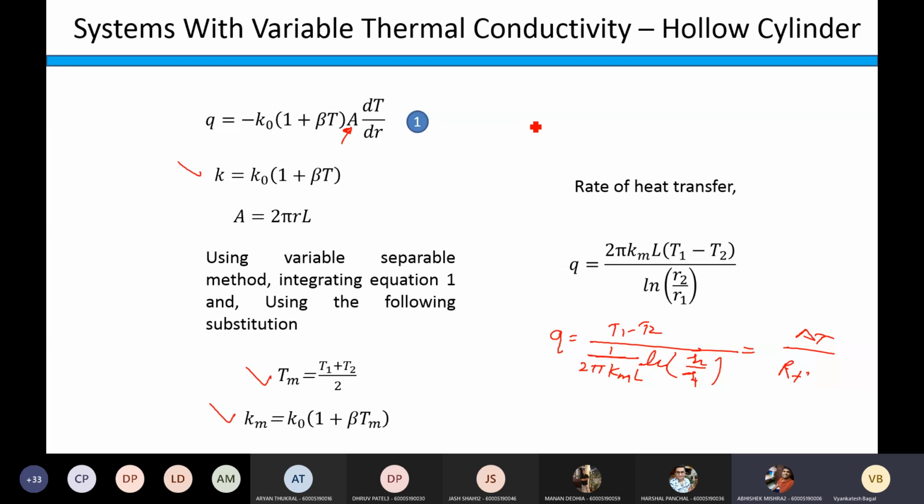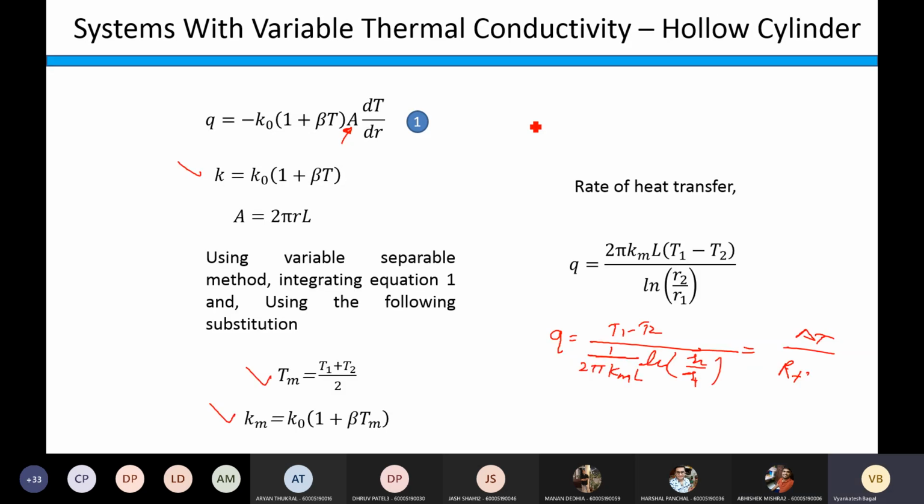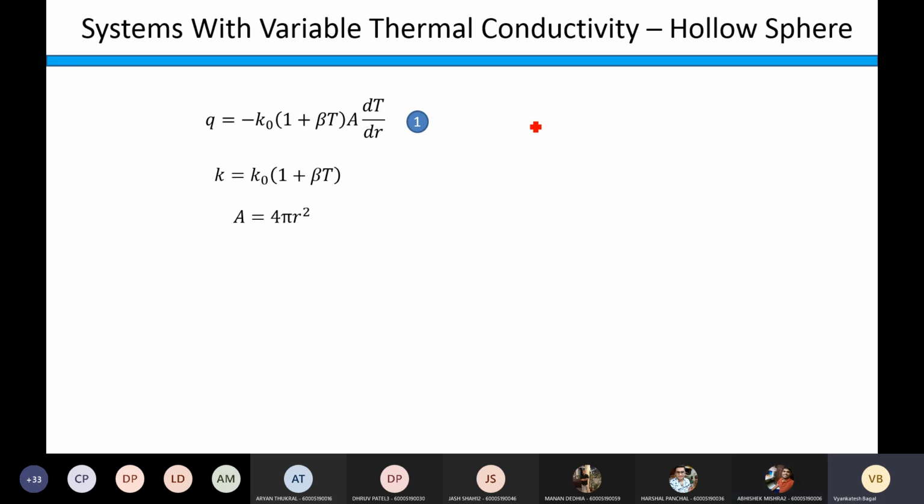Yes, sir. Is there no diagram for this? Can draw the diagram. Can I go to next slide? Yes, sir. Solid sphere case.